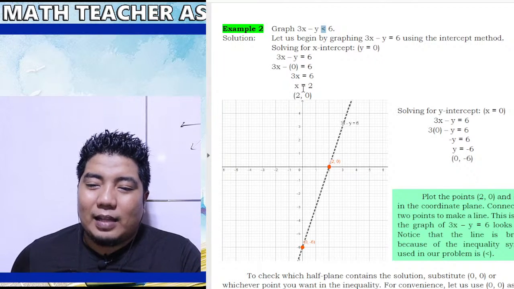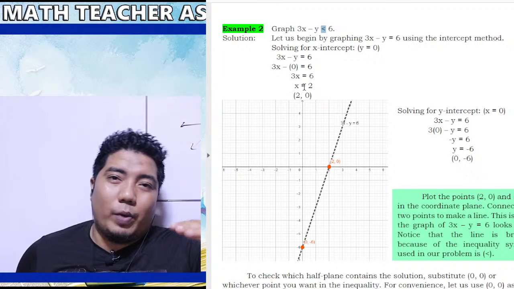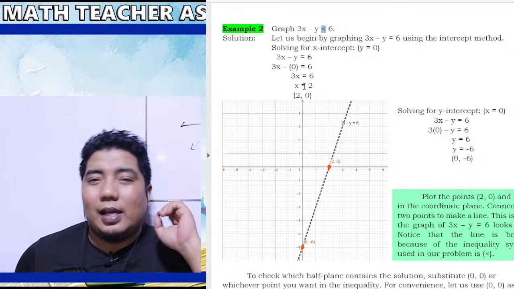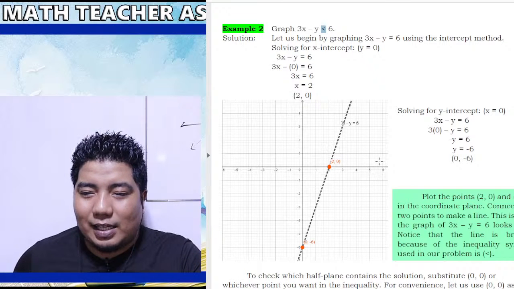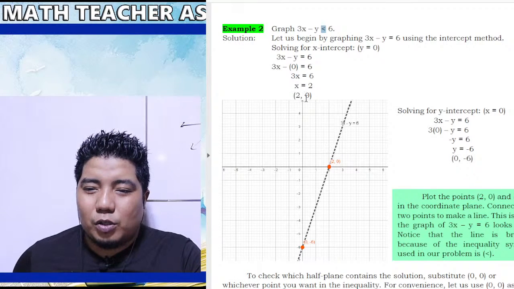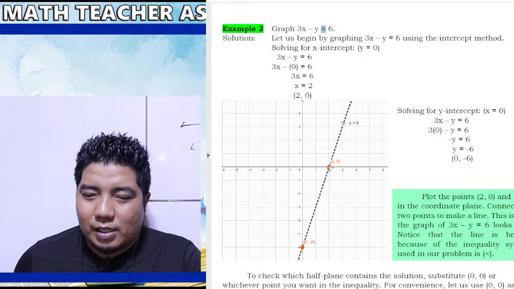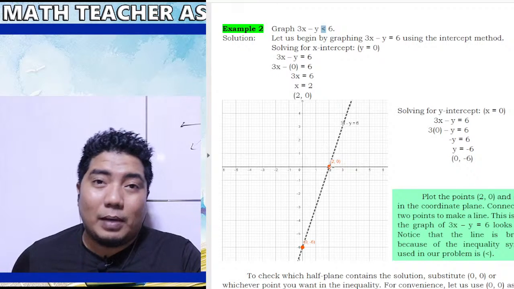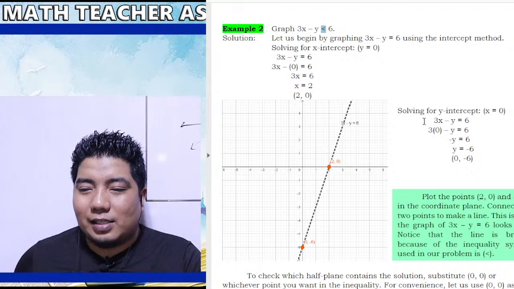Meaning that the x-intercept, by the way, the x-intercept is the intersection of the graph to the x-axis. So, this is your x-axis. This is your graph. So, when we say x is equal to 2, then you put a dot at 2, and that will be the intersection of your graph and the x-axis. Then, we're done with the x-axis, now for the y.